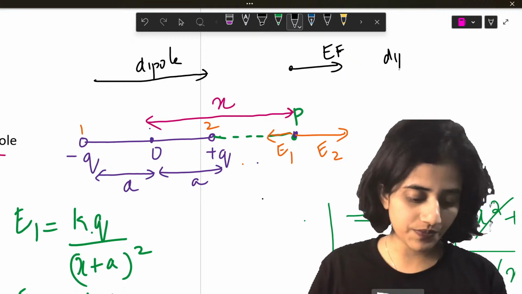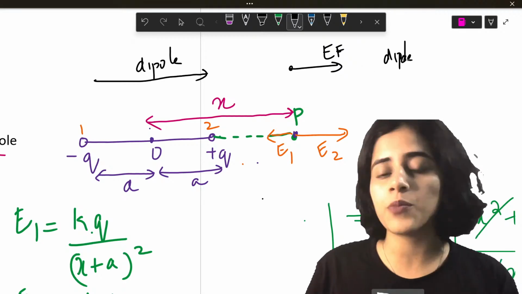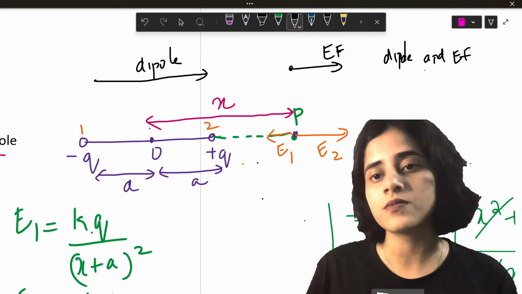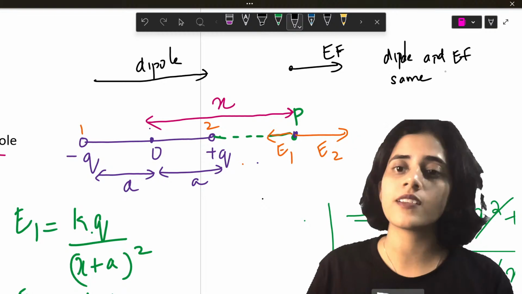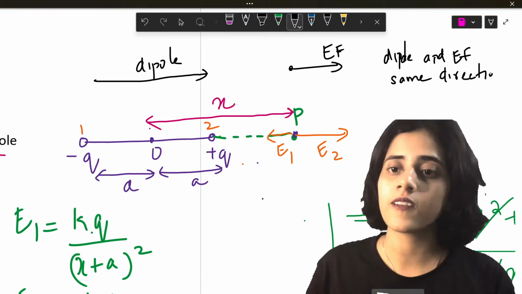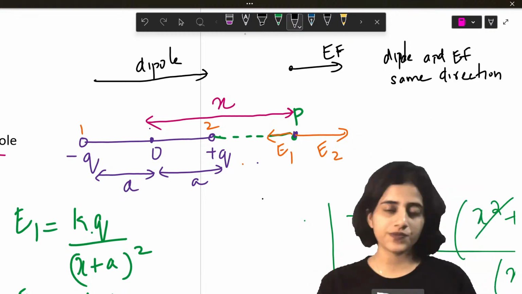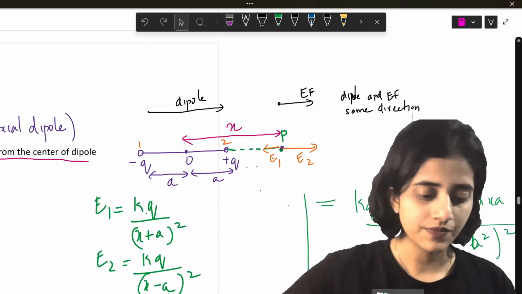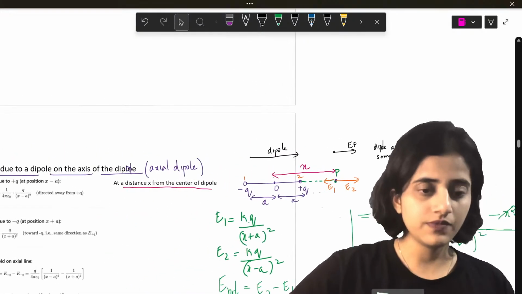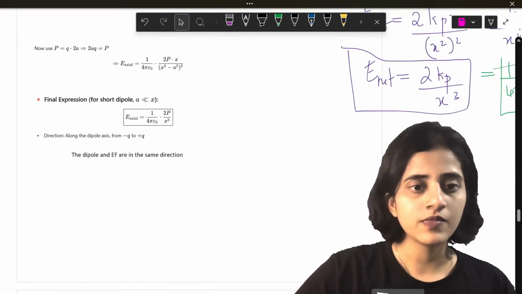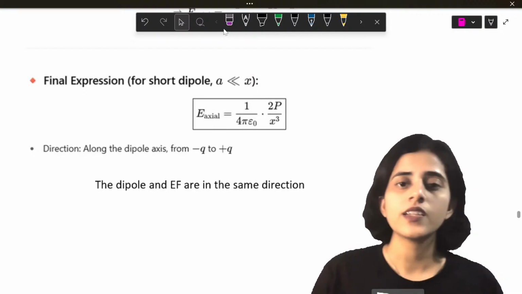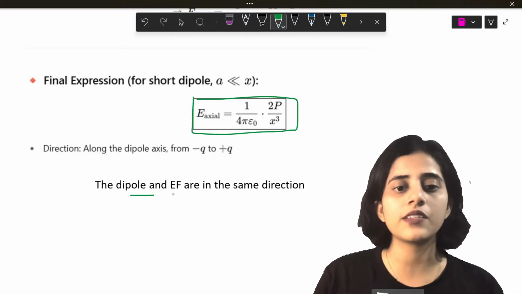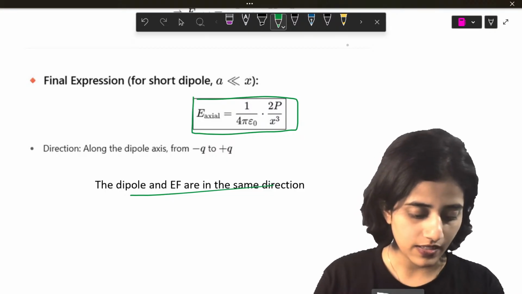So the dipole and the electric field are in the same direction. Okay? So that is what is here. This is the final expression for axial, and they are both in the same direction.